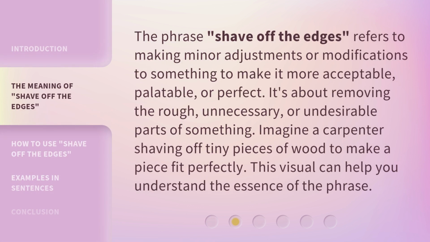The phrase, shave off the edges, refers to making minor adjustments or modifications to something to make it more acceptable, palatable, or perfect. It's about removing the rough, unnecessary, or undesirable parts of something. Imagine a carpenter shaving off tiny pieces of wood to make a piece fit perfectly. This visual can help you understand the essence of the phrase.